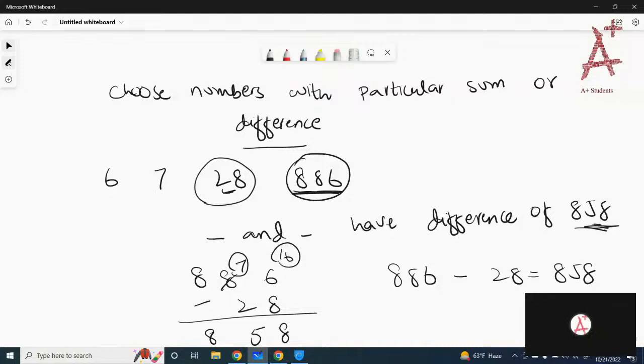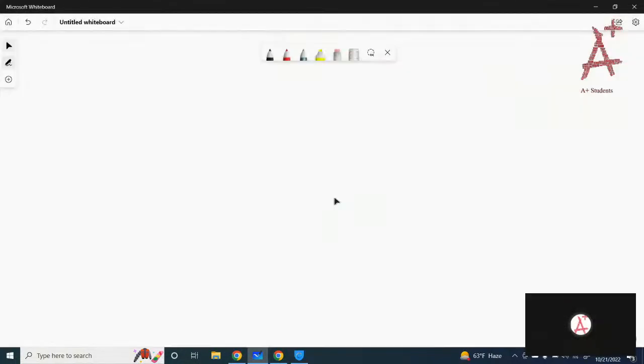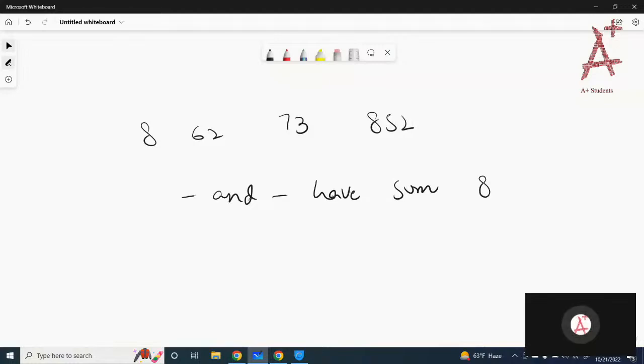Let's do another one. Choose two numbers that make the sentence true, and the numbers are 8, 62, 73, 852. Which two numbers have a sum of 860? You need to find two numbers that when added, their sum equals 860. Got it? So how can you find the two numbers that when added the sum is 860?